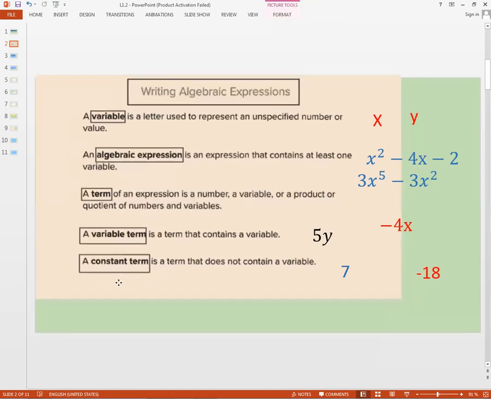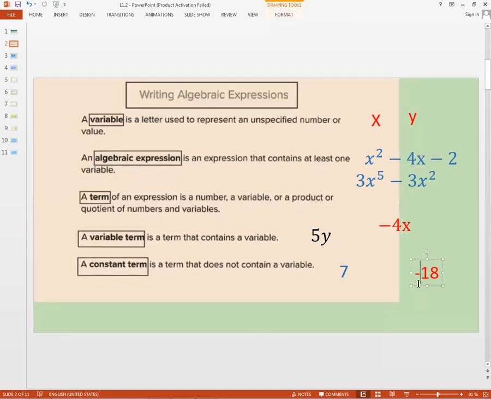Also negative 18, it's a number, it's a constant. Just one term, and it's a constant term. We have to differ between variable term and constant term. For a variable term, we have variables, y, x. A constant term means just a number or a constant value.